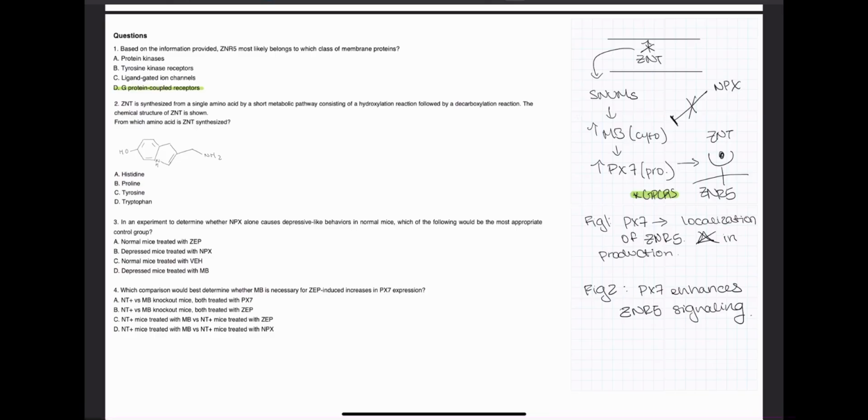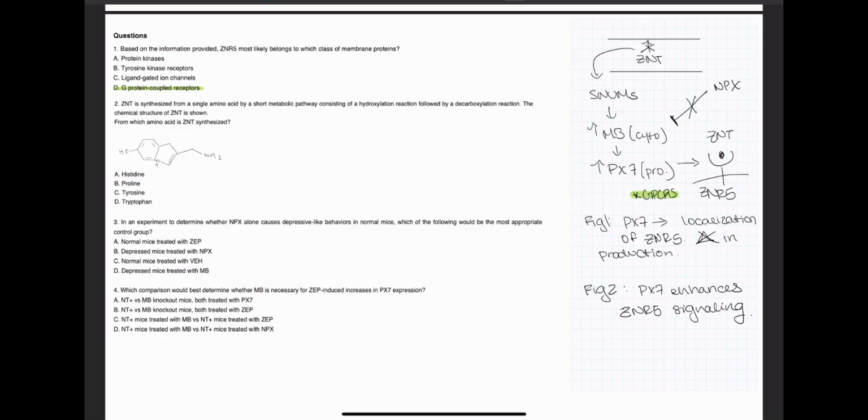ZNT is synthesized from a single amino acid by a short metabolic pathway consisting of a hydroxylation reaction followed by a decarboxylation. And the chemical structure of ZNT is shown. From which amino acid is ZNT synthesized? For this, the best way to do it is what does this look like the most? Which amino acid does it look like the most?